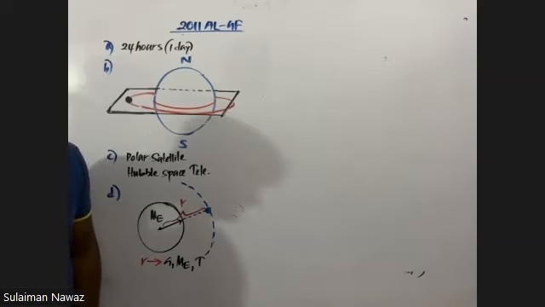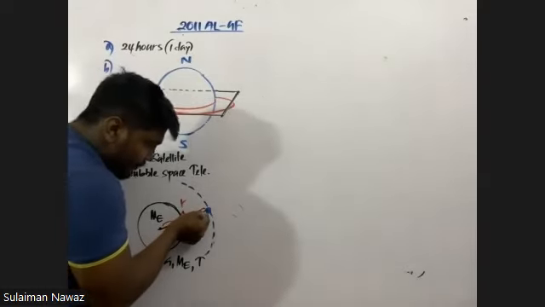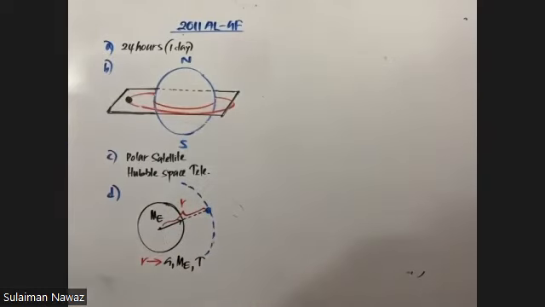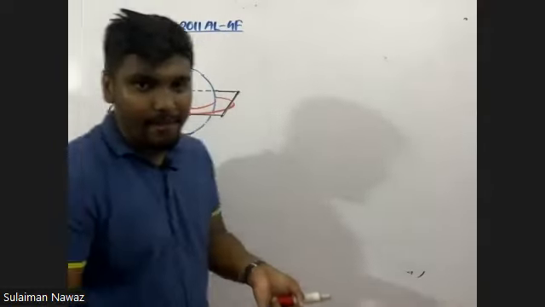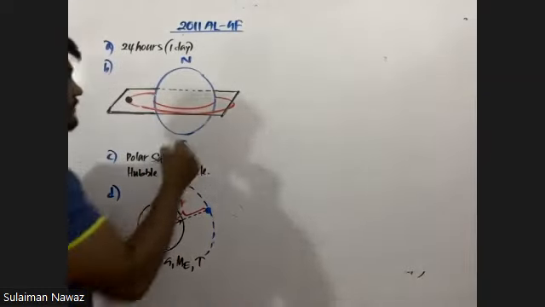Okay. Then in that case, what do we do? We consider the circular motion of the geostationary satellite. Right, this satellite is moving in a circular motion. We consider the circular motion of this geostationary satellite, and we apply the F equals ma equation. Right? We apply the F equals ma equation.